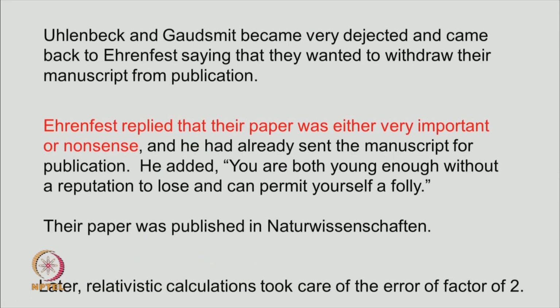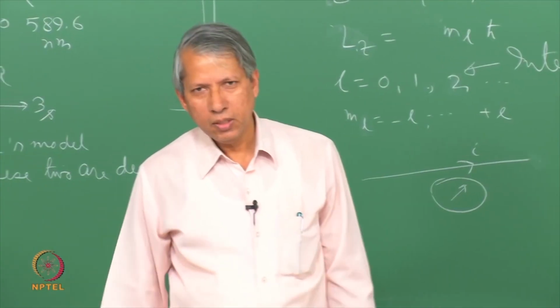So, Uhlenbeck and Goudsmit became very dejected and came back to Ehrenfest, saying that they wanted to withdraw their paper from publication. But Ehrenfest replied that their paper was either very important or nonsense, and he had already sent the manuscript for publication. Then he added that you are both young enough and you have no reputation so far to lose. So, you can permit yourself a folly, that is, if the suggestion of yours turns out to be important, you will become famous, but if it does turn out to be nonsense, then you do not lose anything.